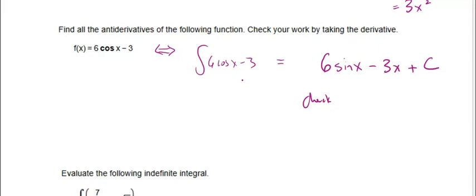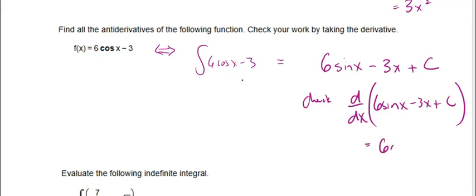I'll stop doing the check for the sake of the video length, but the check goes like this. You just take the derivative of this thing and you see what you get, right? The derivative of sine is cosine, constant multiple rule, the derivative of 3x is 3, the derivative of the constant is 0, and I'm right.